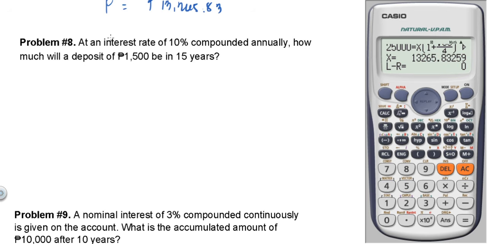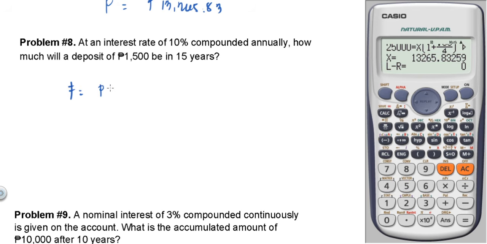Okay, number 8. An interest rate of 10% compounded annually, how much will a deposit of 1,500 be in 15 years? Okay, so ito, interest rate given, 10%, compounded annually. Then, how much will a deposit of 1,500 be in 15 years? So, F din ang hinahanap dito.